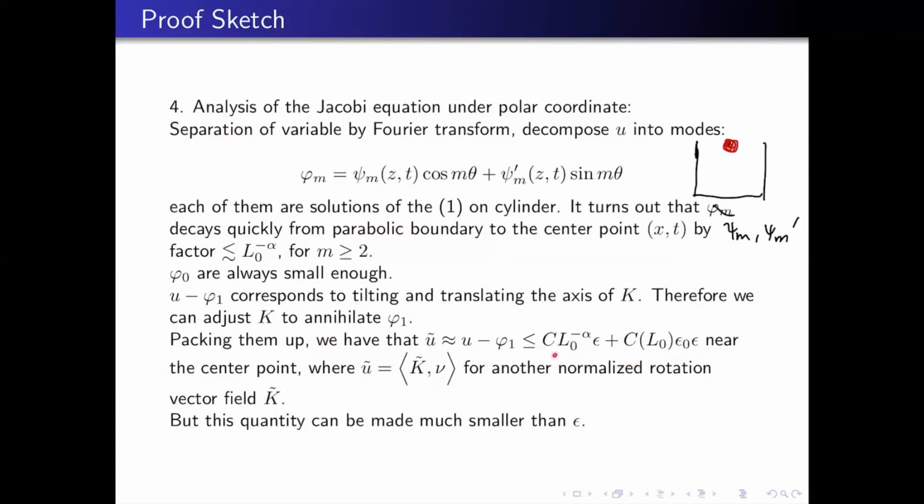So first we take L0 to be large to overcome C, so that the coefficient here is much smaller than 1. And then we can take epsilon 0 to be even smaller to overcome C L0. And then this constant is also small. So, to sum up, we do get a much better estimate. So that proves this lemma.